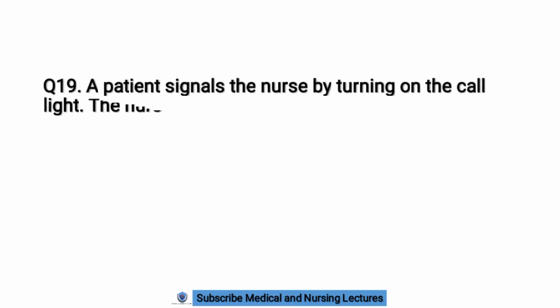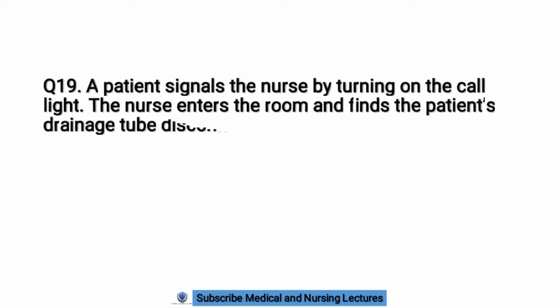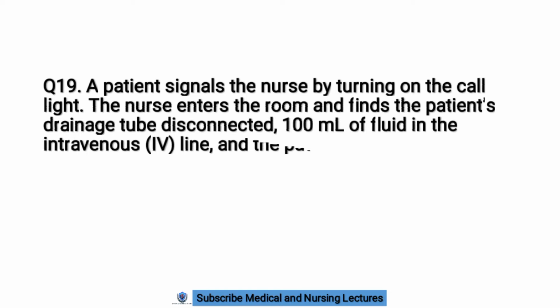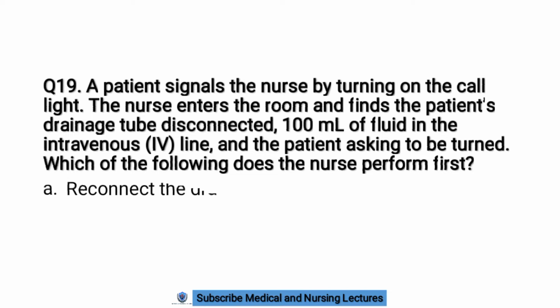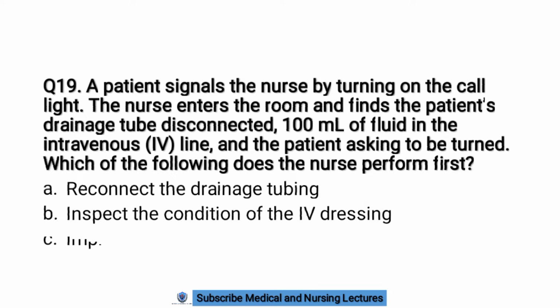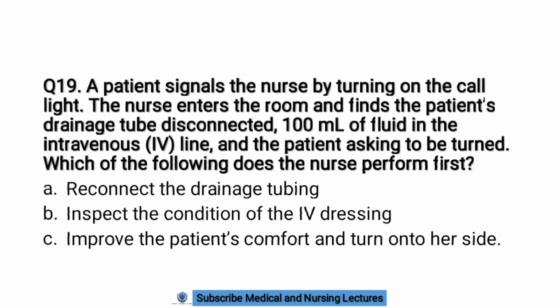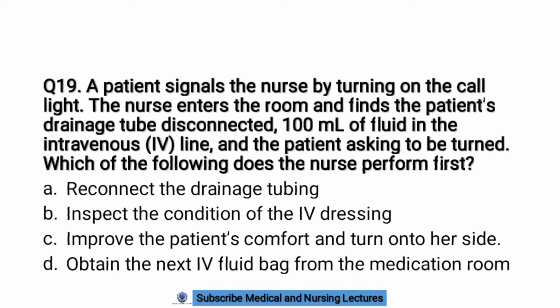Question number 19. A patient signals the nurse by turning on the call light. The nurse enters the room and finds the patient's drainage tube disconnected, 100 ml of fluid in the intravenous line, and the patient asking to be turned. Which of the following does the nurse perform first? Reconnect the drainage tubing, inspect the condition of the IV dressing, improve the patient's comfort and turn onto her side, obtain the next IV fluid bag from the medication room. Here the correct option is inspect the condition of the IV dressing.